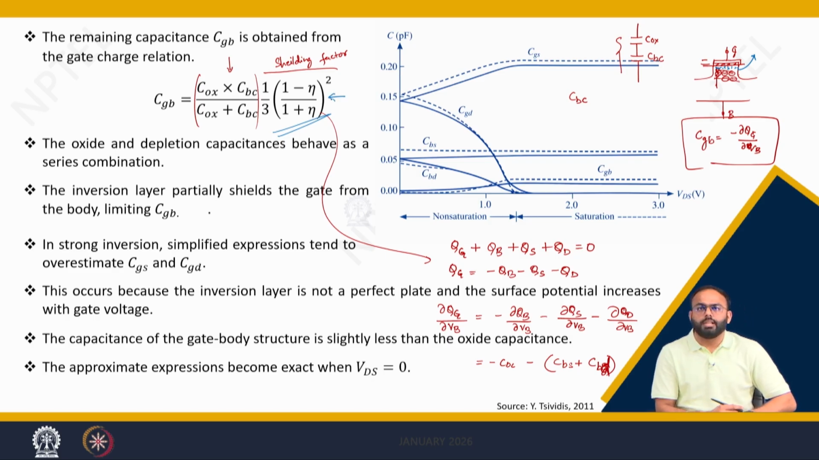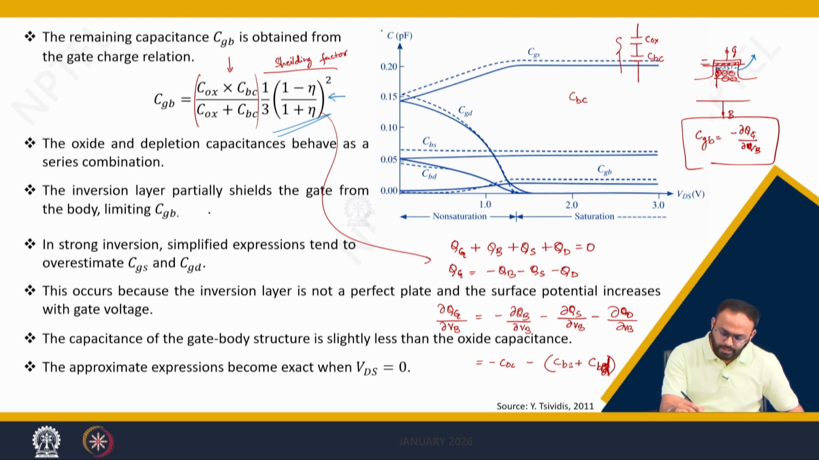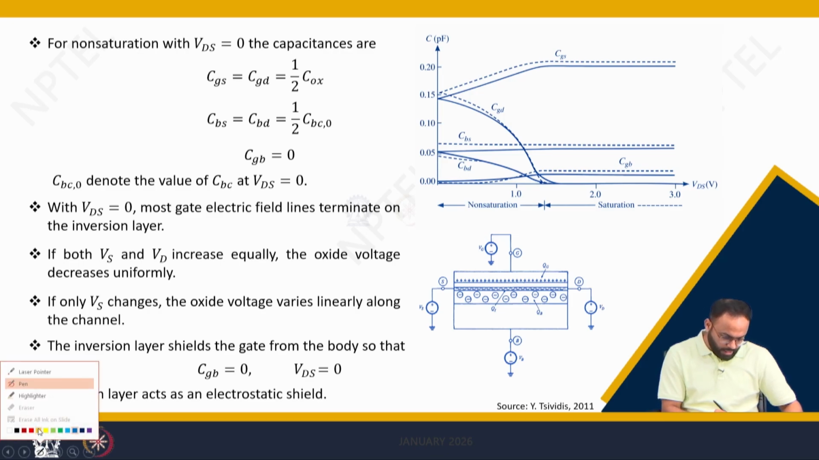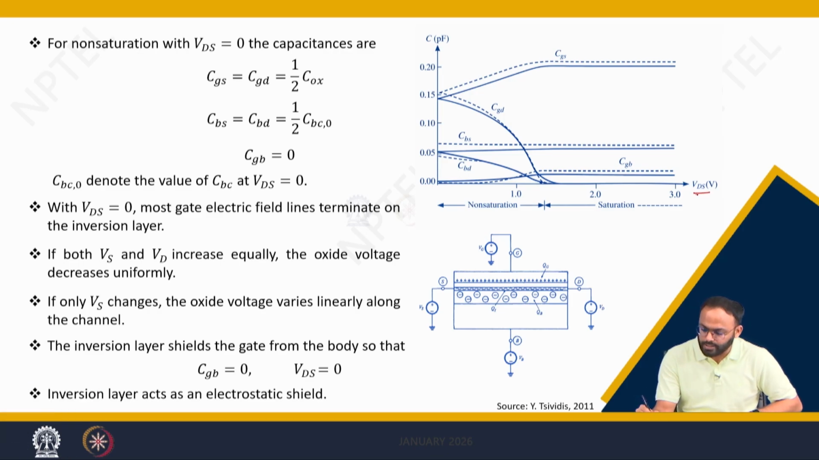Now let us see how these capacitances, the 5 capacitances, vary in different region of operation, that is non-saturation and saturation. So we are plotting the capacitances with respect to VDS, right? So let's calculate the values of these capacitances for two different points. The first point is we are considering at VDS is equals to 0. If VDS is equals to 0, eta will be equals to 1, because eta is given as 1 minus VDS divided by VDS dash. So if VDS is equals to 0, eta will be 1.